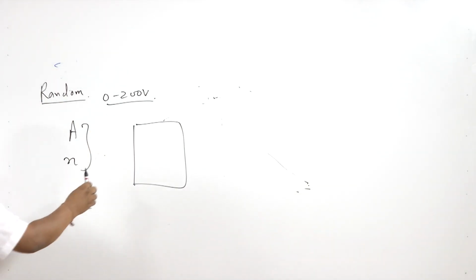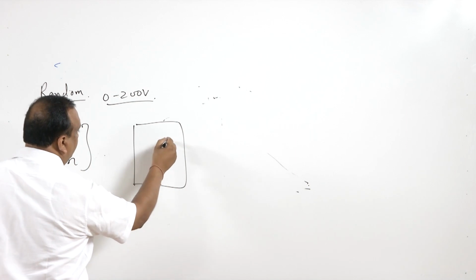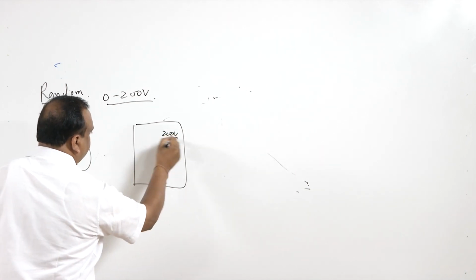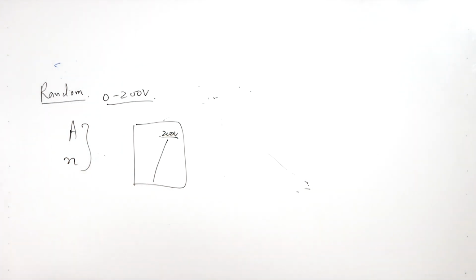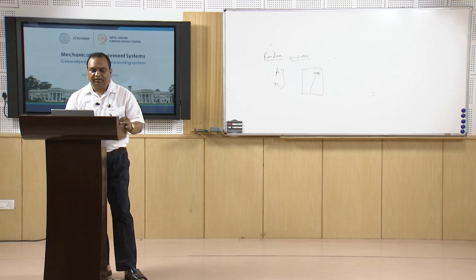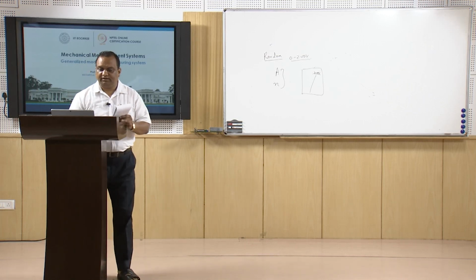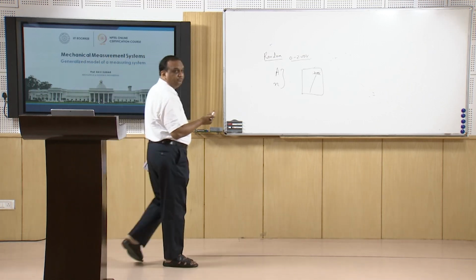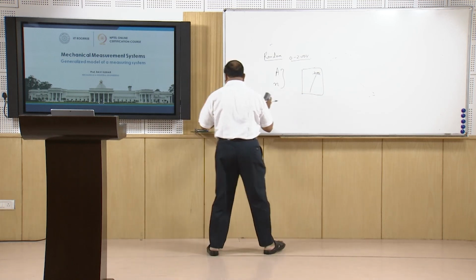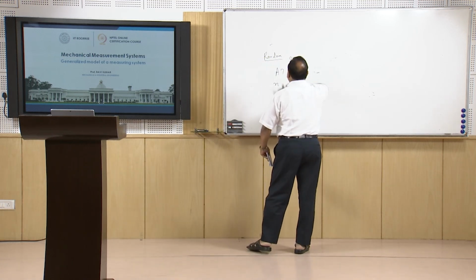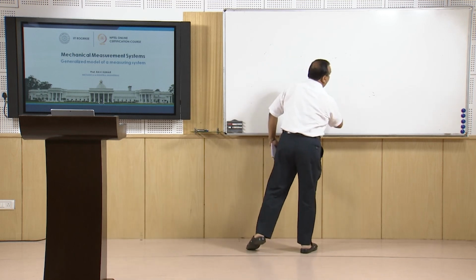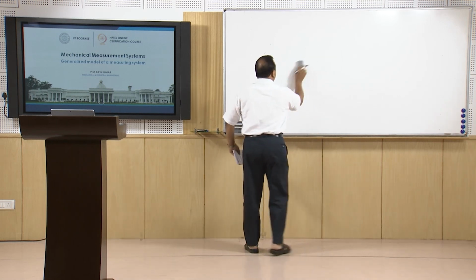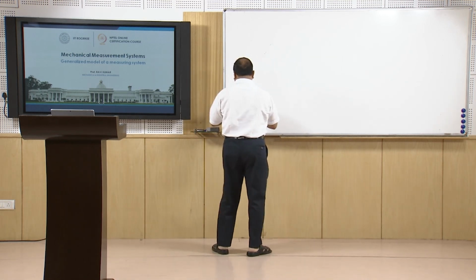How fast the needle is moving and coming to the 200 volts is the speed of the response of the instrument. Then measuring lag, the delay in response. Many of these terms are clear from their name itself. For example, measuring lag.